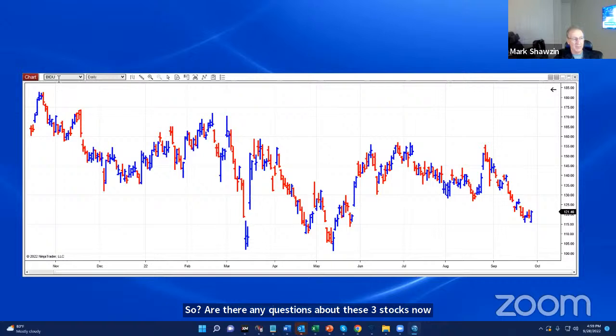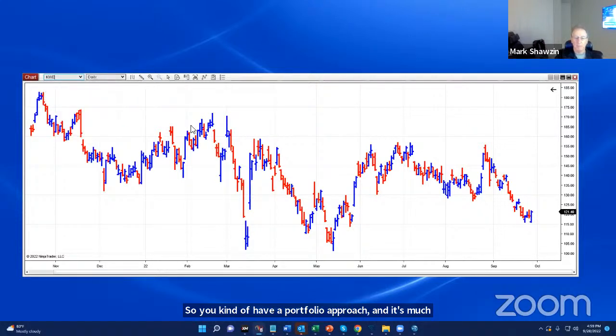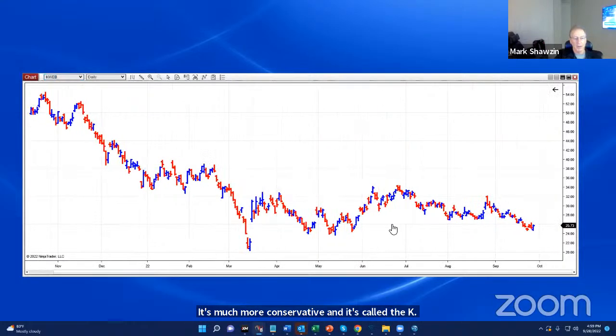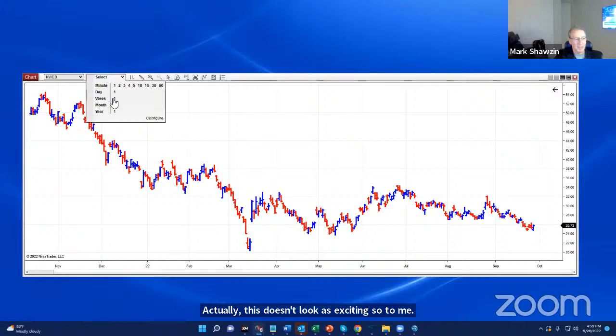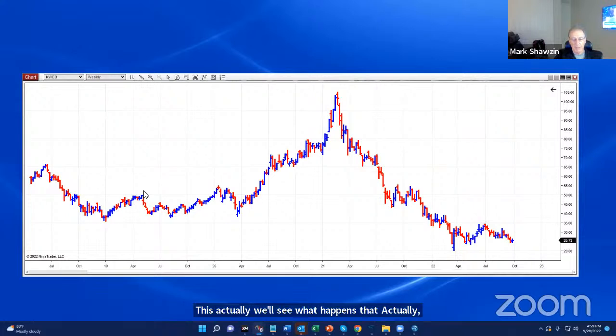Now, there is an ETF where you can play these Chinese stocks. It's an ETF that combines all of them. So you kind of have a portfolio approach, and it's much less volatile. It's much more conservative. And it's called the KWEB. And I suspect if I look at the KWEB, actually this doesn't look as exciting. So to me, Pinduoduo looks the most exciting. But look, this is still a downtrend. We'll see what happens. That actually doesn't look as good as I thought it would. So let's see what happens.